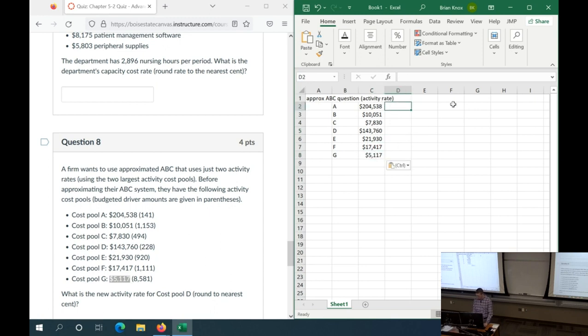All right, now I'm going to do the high dollar cost pools. I'm going to set it up a little differently, so I don't think it'll take too long. No, I just want to say high dollar.